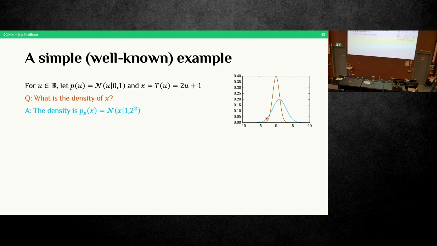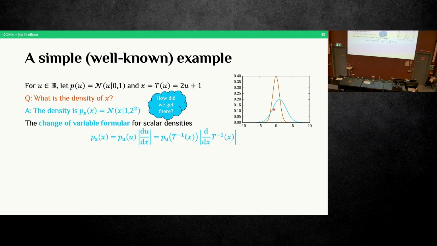So basically we took this standard normal distribution here, and then we transformed it into a normal distribution with the shifted mean and a higher variance. We could consider this to be a very simple example of a normalizing flow. How do we actually get there? We use this change of variable formula for scalar densities. And it looks like this: if I want to know P of x, then I take P of u, and then I multiply by du dx.